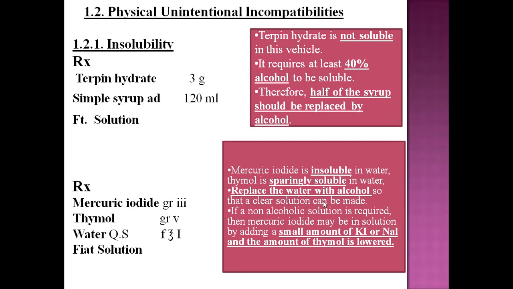So you either replace the water with alcohol so that a clear solution can be made. If a non-alcoholic solution is required, the mercuric iodide may be put in solution by addition of a small amount of potassium iodide or sodium iodide, and the amount of thymol is lowered. Okay, so mercuric iodide and thymol are practically insoluble in water. So to overcome this, you can solubilize them in alcohol. If a non-alcoholic solution is required, you can solubilize mercuric iodide by addition of sodium iodide or potassium iodide to form a polyiodide complex, and then you can lower the amount of thymol.